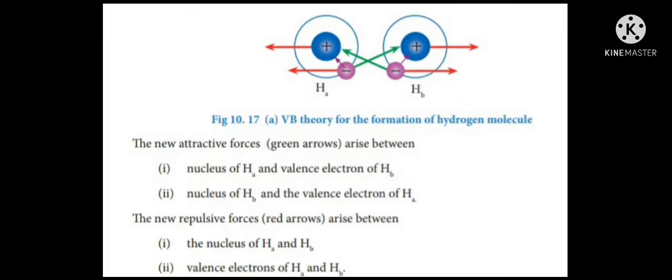Initially, the two hydrogen atoms are far apart. Hence, the potential energy is 0. When two hydrogen atoms come closer, the potential energy decreases, because the attractive forces are stronger than the repulsive forces. A stage is reached where the net attractive force is exactly balanced by the repulsive force, and the potential energy reaches the minimum value, that is, minimum energy.